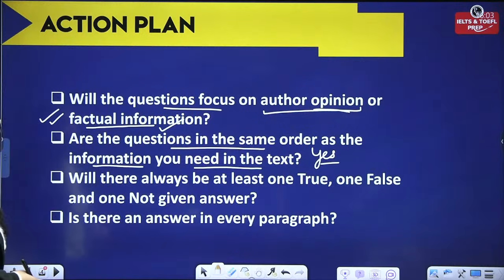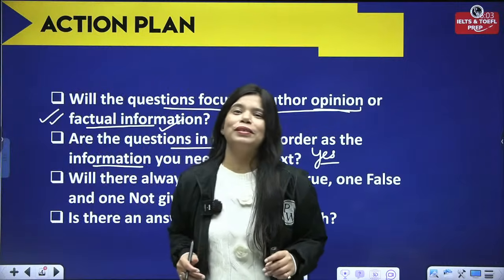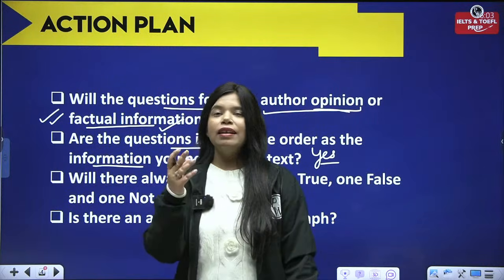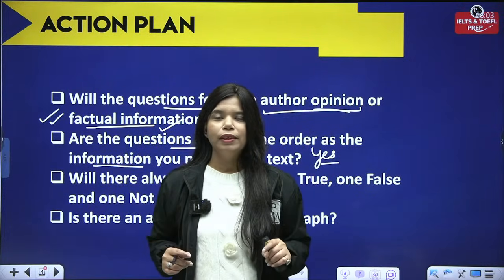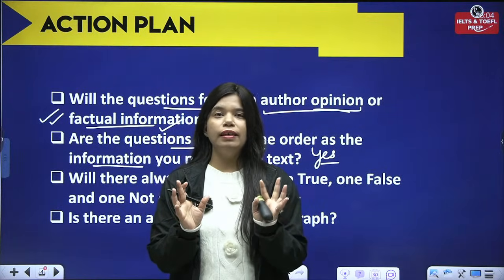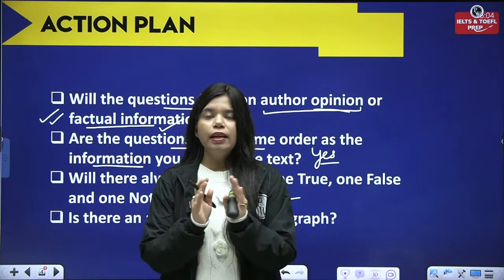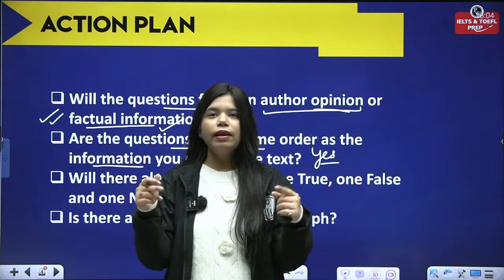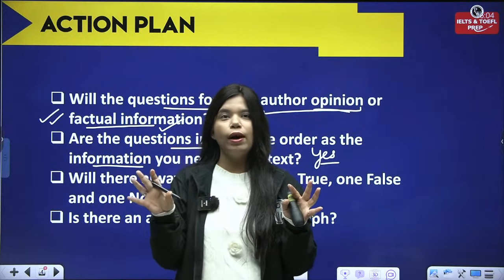Will there always be at least one true, one false, and one not given answer? Very interesting question. Let's imagine that you get 3 questions on the day of exam as your true, false, not given. Now, it is compulsory that one of them will be true, one of them will be false, and one of them will be not given. It won't be that you are getting 2 true and 1 false and not given is missing. So all 3 answers are going to be there. 1 true, 1 false, and 1 not given minimum will definitely be there.